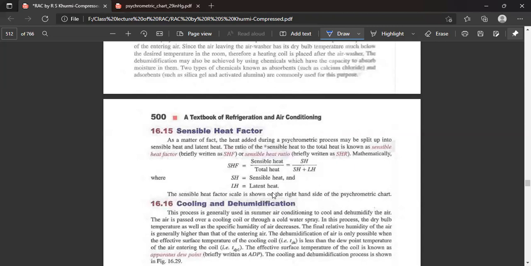So, what is the sensible heat factor? The heat added can be divided into sensible plus latent heat. The ratio of the sensible heat to the total heat is known as sensible heat factor or sensible heat ratio. SHF is sensible heat divided by total heat, SH divided by SH plus LH. The sensible heat factor scale is also known as the right-hand side of the psychrometric chart.